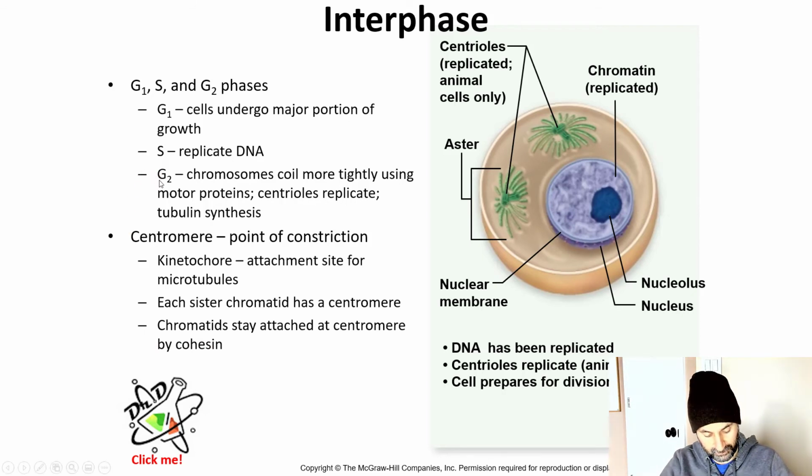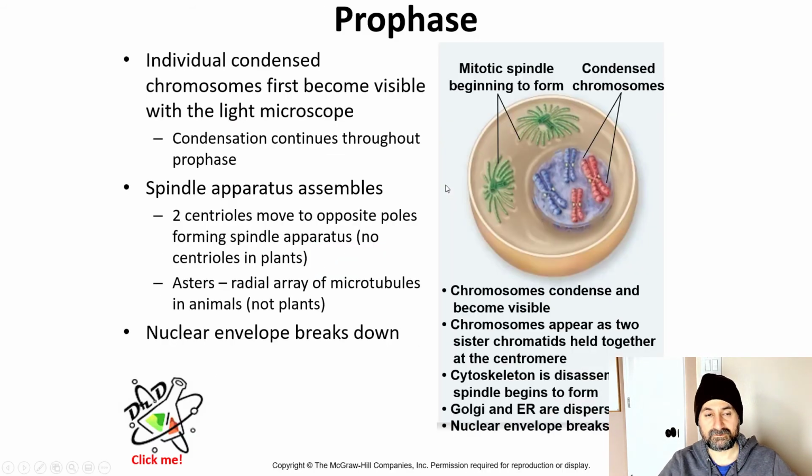Then we have G2. What happens during G2? We need to know that during G2, the chromosomes coil up. And what else do we need to know? The centrioles replicate. These are your centrioles here. Great. That's all we need to know about interphase.